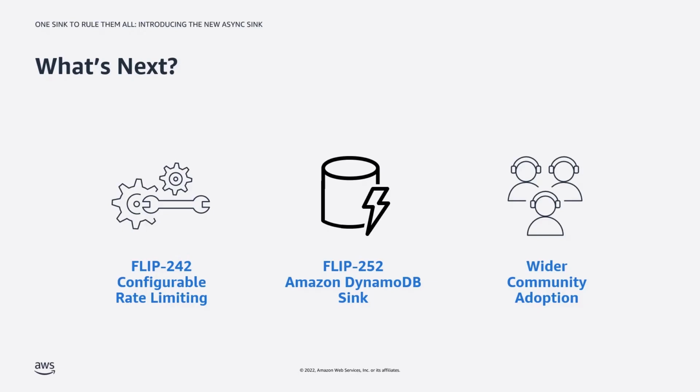Finally, wider community adoption. There are a range of other sinks that have already started using the Async Sink framework. We've seen FLIPs, so for example, Redis. We've seen JIRAs for Cassandra and other destinations. So it's exciting to see the framework being leveraged, and also just discussing with people at Flink Forward, it's already being used internally. So that's great to see.